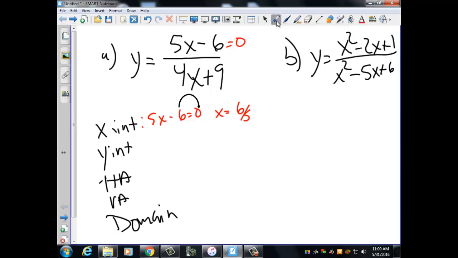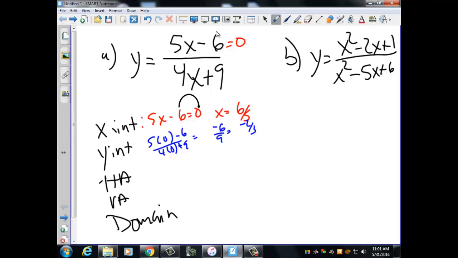Okay. To get the y-intercept, you're going to replace x with 0. So plugging in 0, 5 times 0 minus 6 over 4 times 0 plus 9 yields you negative 6 over positive 9, which is negative 2/3. So we have a y-intercept of negative 2/3. We have an x-intercept of 6/5.